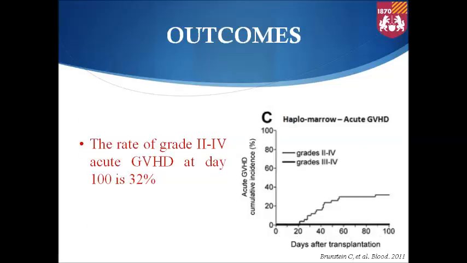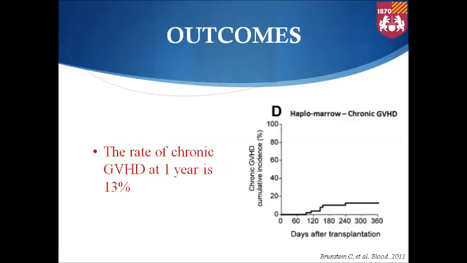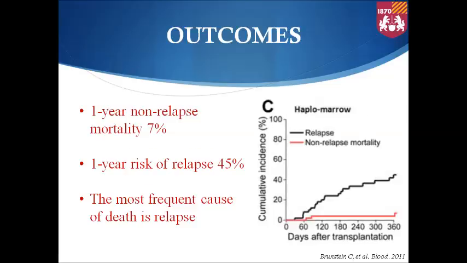The rate of severe acute graft versus host disease in the first 3 months after a transplant is about 30%. And that's with the use of post-transplant cyclophosphamide. And the rate of chronic graft versus host disease at 1 year is about 13%. The risk of death at 1 year because of causes other than disease relapse is in the range of 7 to 10% here. The 1-year risk of relapse, this is the primary disease or the primary cancer coming back, is about 45%. And the most frequent cause of death in these patients is relapse.